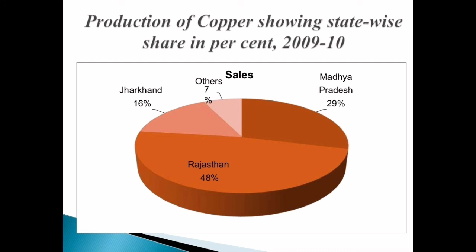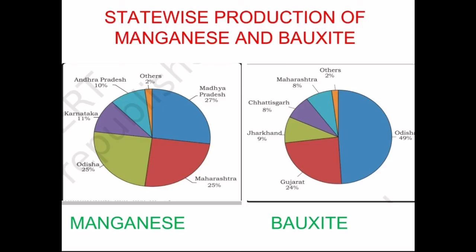Children, this is the production of copper showing state-wise share in percent as per 2009 to 2010. Out of the total production of copper, Rajasthan constitutes 48%, Madhya Pradesh 29%, Jharkhand 16%, and the other states altogether constitute only 7% of the total production of copper.